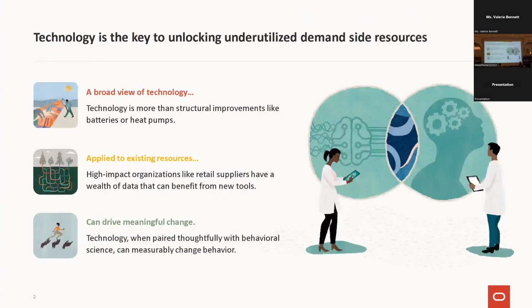Generally, when we talk about technology, we talk about things. We talk about heat pumps or batteries, for example. Maybe no surprise to those of you familiar with Oracle, I'd like to actually talk about software.